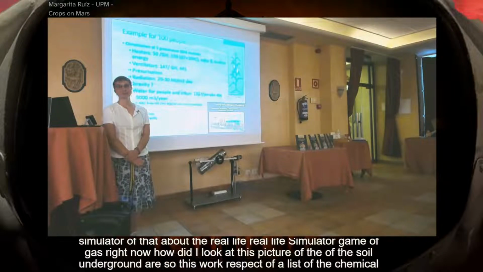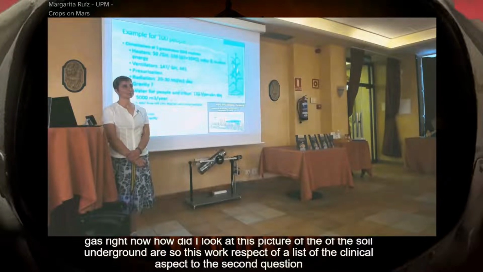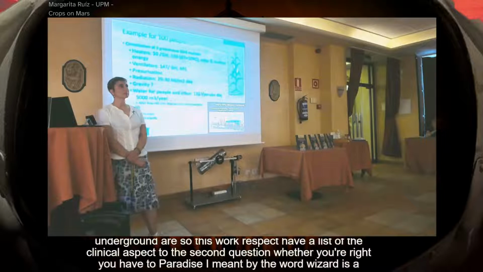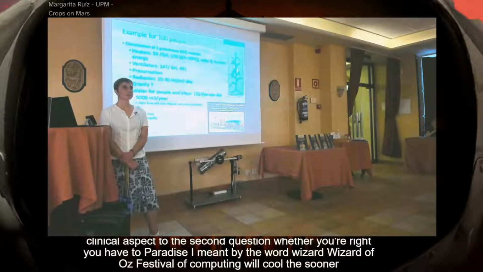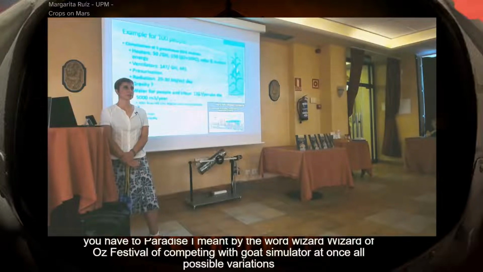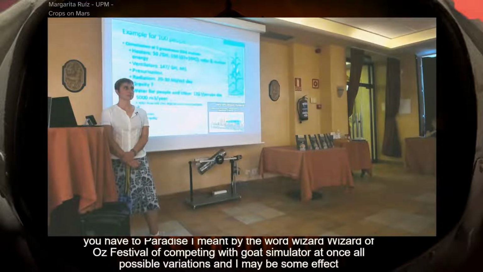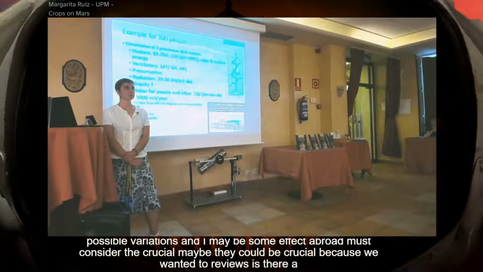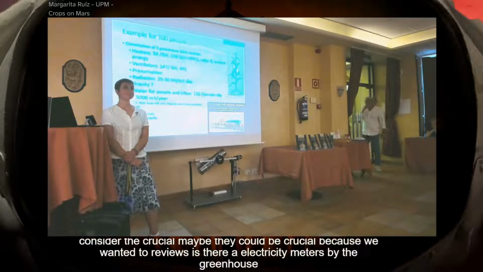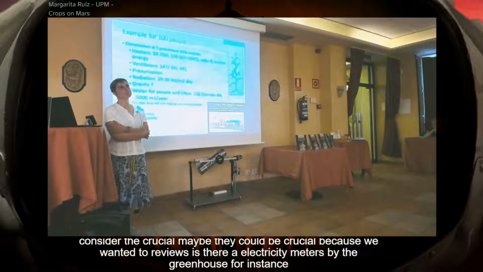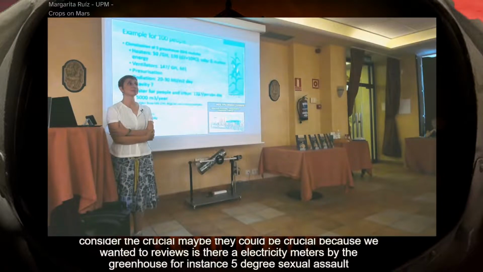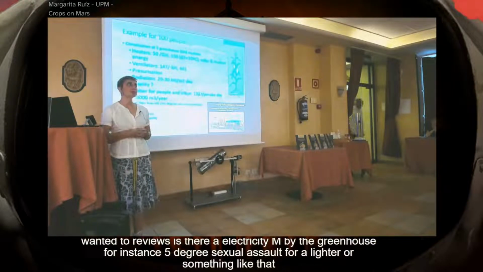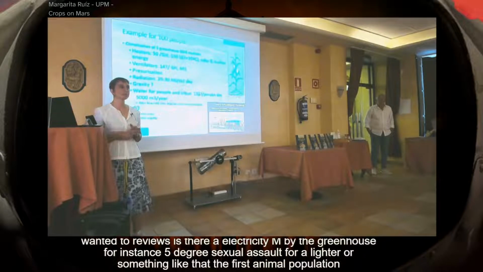And to the second question, well, you're right. You have to prioritize some elements. But what we thought is that with serverless computing, we could simulate all possible variations at once. And maybe some aspects that were not considered crucial could turn out to be crucial, because something we wanted to reduce, for instance, is the electricity needed by the greenhouse. So maybe if we change, I don't know, 5 degrees less of light or something like that. Maybe it's not so crucial for a small population, but for a sustainable population it can be important.